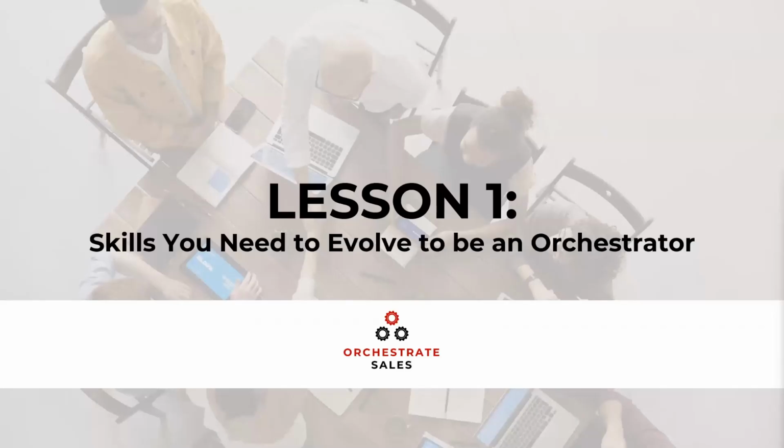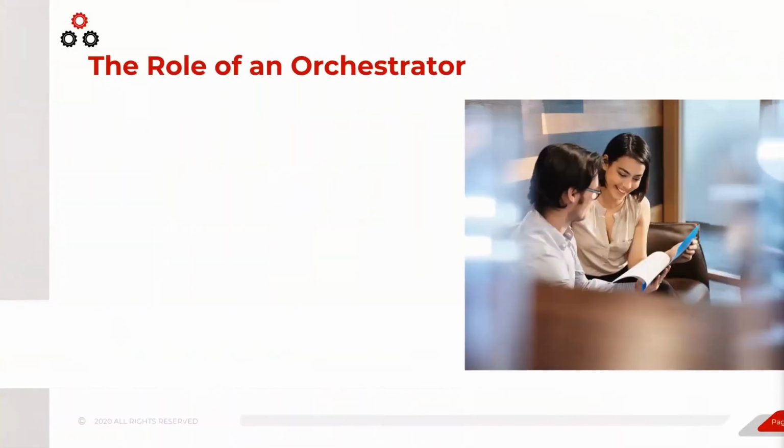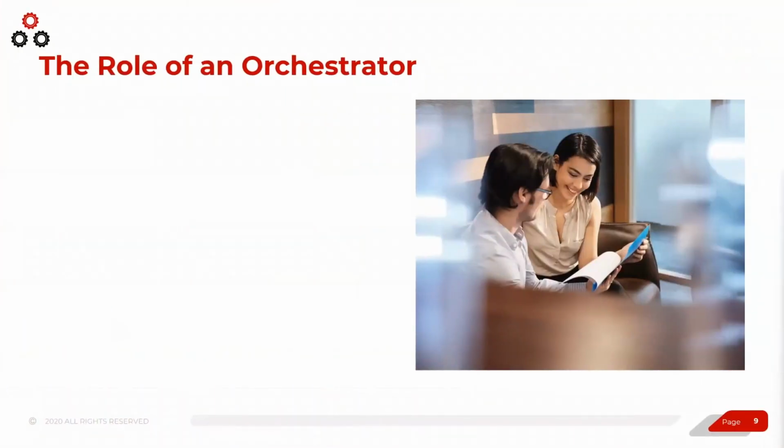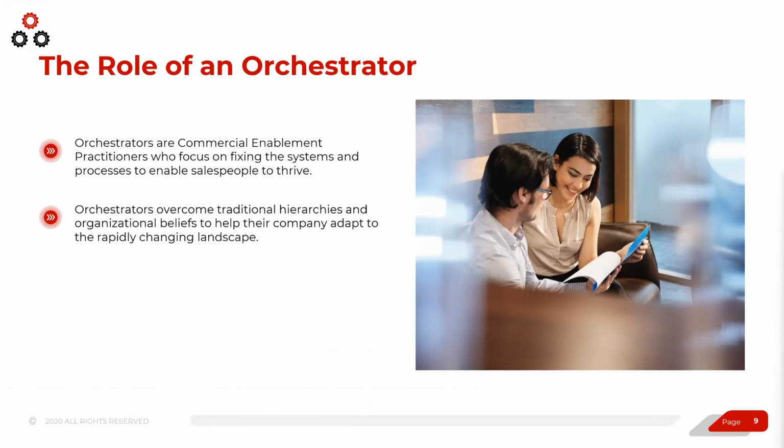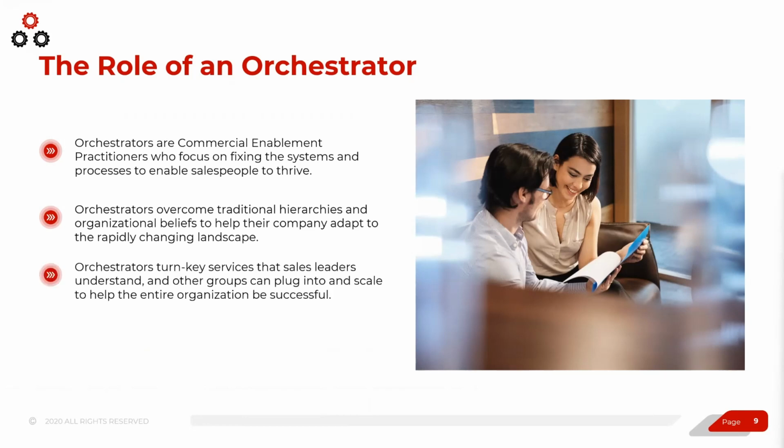Lesson one, skills you need to evolve to be an orchestrator. We've talked a lot about orchestrating and being an orchestrator, and I've shared the six attributes of being an orchestrator in your role. And we've talked a lot about tackling the ecosystem that you operate within and connecting the dots across the organization to bust silos and bring people together.